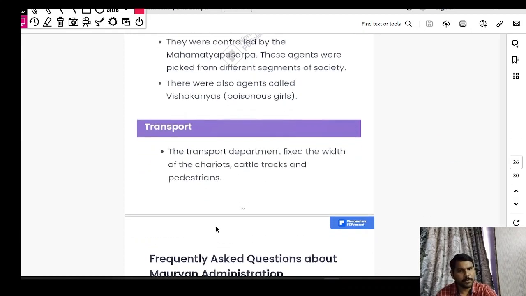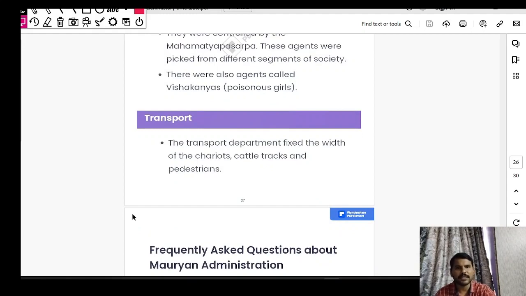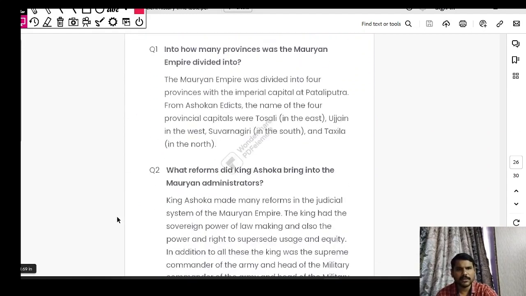Keep in mind, the transport department covered cattle, chariots, pedestrians, etc. Fine. These are frequently asked questions.